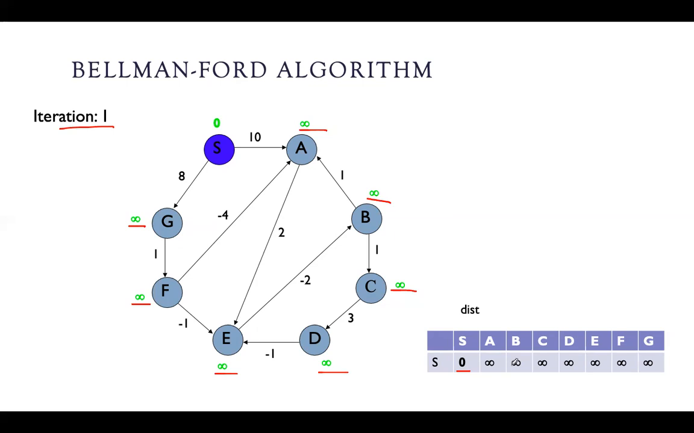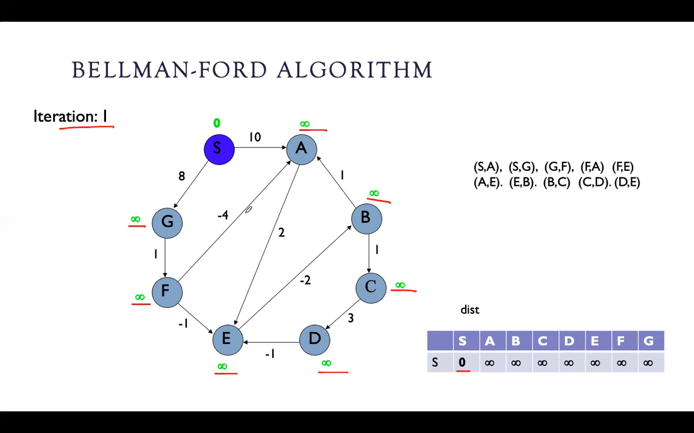Next, we will start the iterations. So here 8 vertices are there, so it will undergo 7 iterations. In each iteration, it will try to update the distance of each and every vertex. So 7 iterations it will undergo. We are in the first iteration, and what it must do is consider all the edges in the graph.